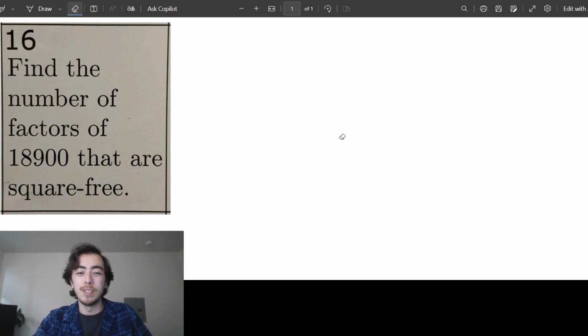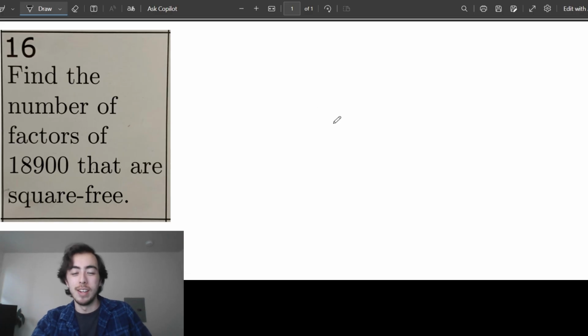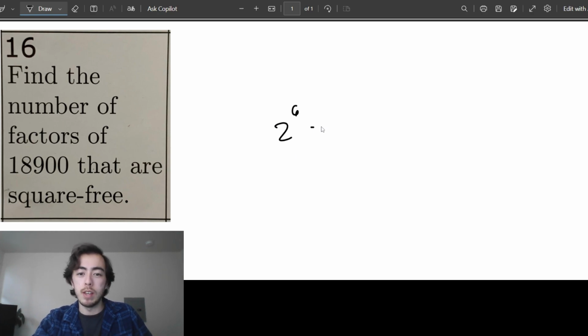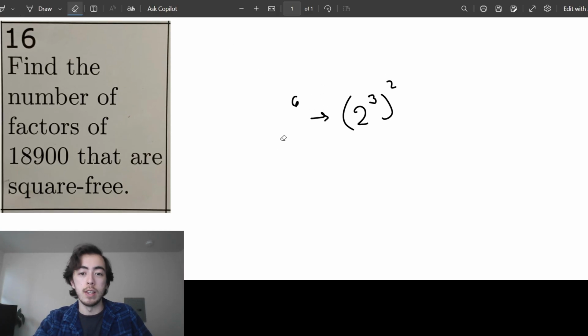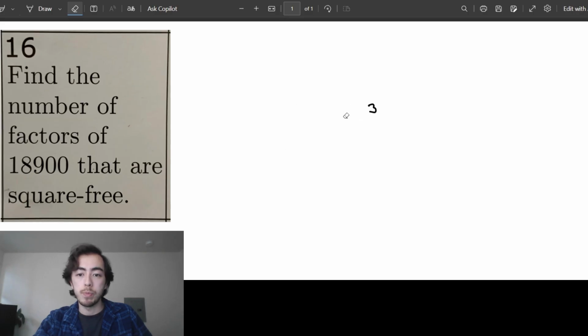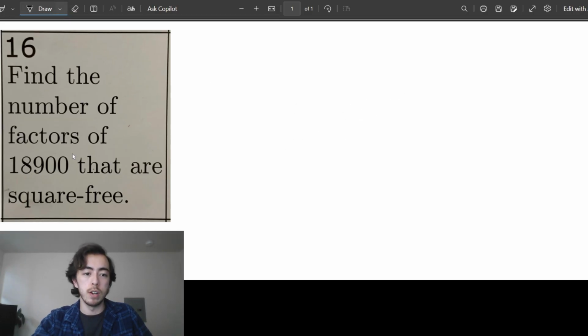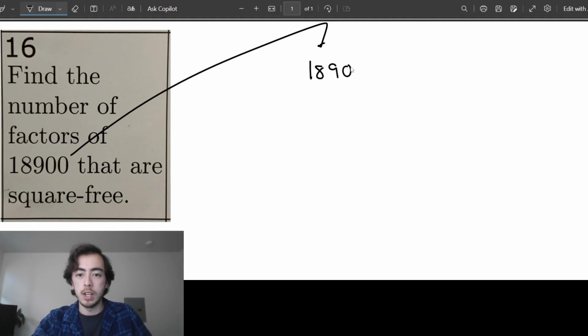Basically, we need some number that's not 1 that is squared in the prime factorization, or raised to any even power, honestly, because any even power we could just rewrite as a square. So if we find any even powers in our prime factorization of a number, that also demonstrates that number is not square-free. So I think we should just start by finding the prime factorization of 18,900.